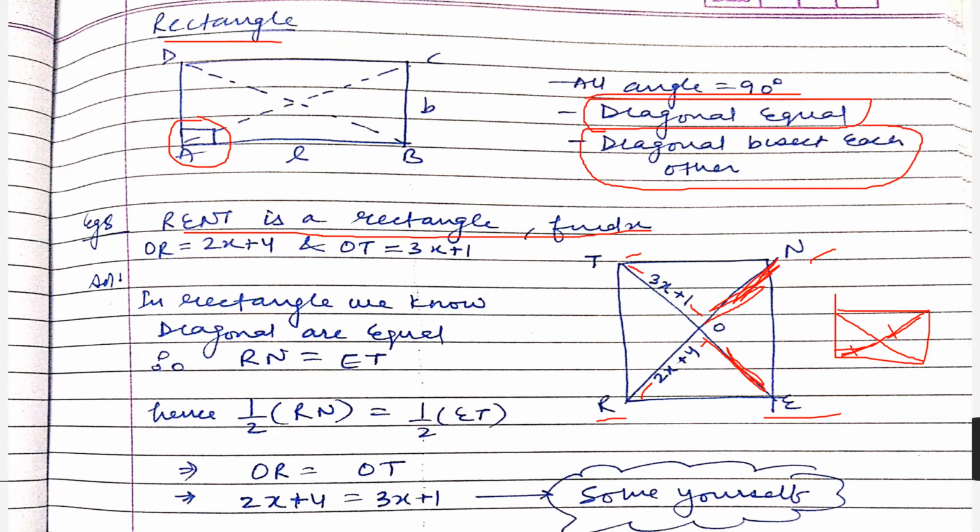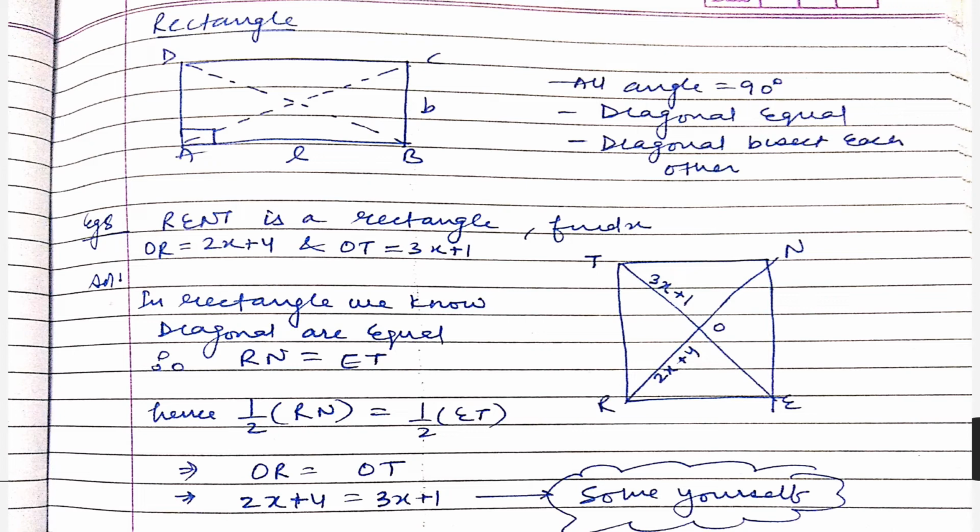Let's see. So we know in a rectangle RN is equal to ET. Property of a rectangle, diagonals are equal. If diagonals are equal, their halves will also be equal. That's for sure. So half of RN is how much? This is RN complete. Its half is OR. And half of ET is OT. So that gives us our final equation: 2x plus 4, the value of OR, is equal to 3x plus 1, the value of OT.